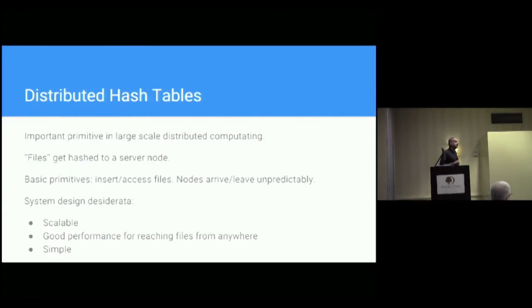So the particular object here we worry about is something called distributed hash tables. And this is an extremely important primitive in large-scale distributed computing. So you have these files, and they need to be stored somewhere at server nodes. And the basic primitive you get is you need to add files, take away files, and access files efficiently. And all of this in an environment where servers can appear and disappear unexpectedly.